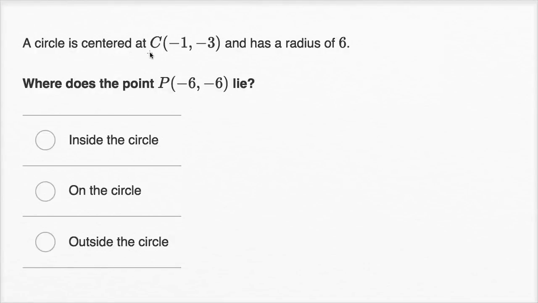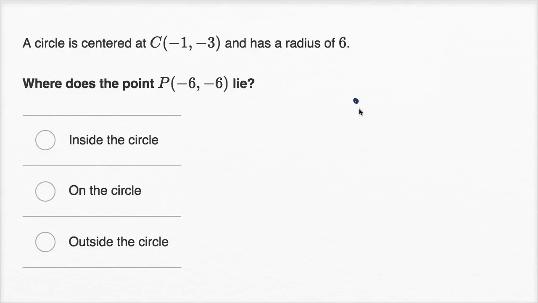A circle is centered at the point C, which has the coordinates (-1, -3), and has a radius of 6. Where does the point P, which has the coordinates (-6, -6), lie? And we have three options: inside the circle, on the circle, or outside the circle. And the key realization here is just what a circle is all about.